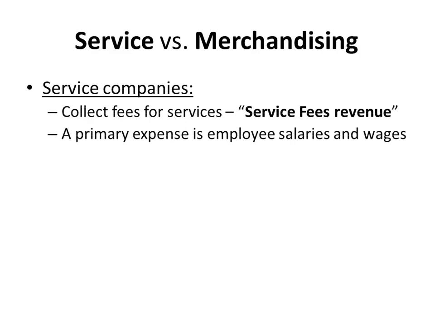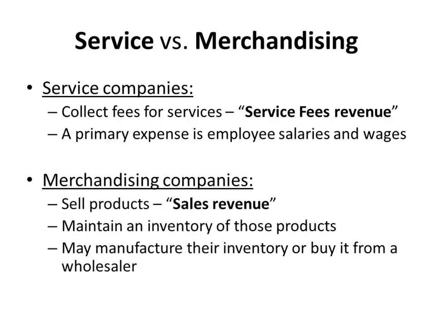So again, service companies have service fees revenue, and the primary expense is employee wages. Merchandising companies have sales revenue. They have to maintain inventory, and that inventory may be something they buy from a wholesaler, already made. If you go to a shoe store like Aldo or Nordstrom, they sell lots of different brands. Are they making those shoes? No, they're buying them already made. So their inventory is goods that they buy from a wholesaler.